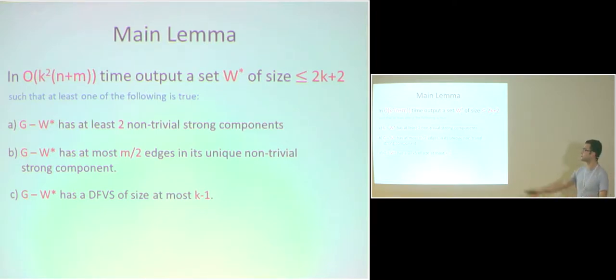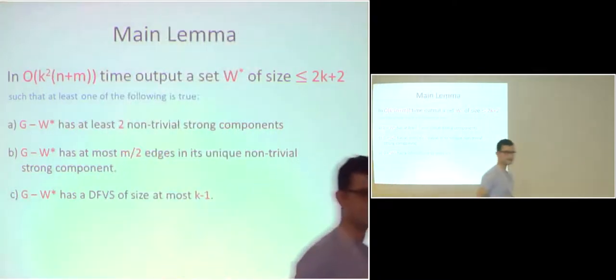Either removing me decreases the size of the solution by 1, or if I remove him, then a large part of my graph becomes irrelevant and the graph shrinks to something with at most m over 2 edges, or I have at least two non-trivial components. So one of those things happens, and you're going to have to remember this, and I've decided to help you remember this. These are the three cases of my lemma.